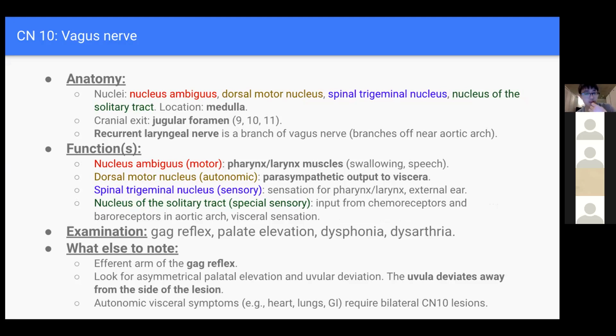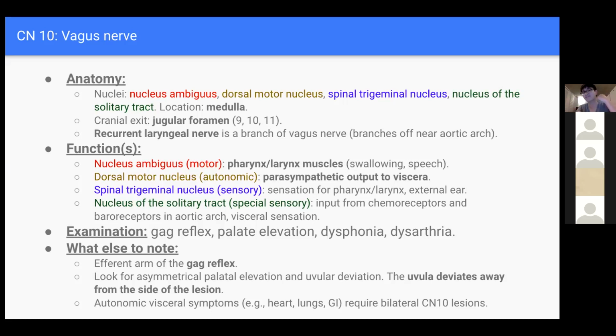And you can also ask them to open wide and say ah, and you look for the uvula if it's elevating symmetrically. If there's a 10th nerve lesion, right, you're going to have an asymmetrical palatal elevation, and the uvula is going to deviate, right, because one side is going to raise higher than the other. What you should remember is that the uvula is going to deviate away from the side of the lesion.